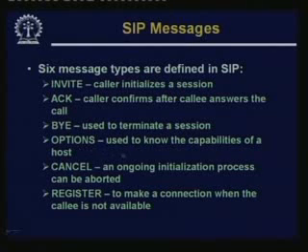Options, this message type is used to know the capabilities of a host. During the initial connection establishment, these options can be negotiated. Cancel, an ongoing initialization process can be aborted. Suppose you are negotiating the options, you can just give a cancel, go back to the data transmission mode. And of course, there is a message called register, where you can make a connection even if the callee is not available right at that point in time. So, these are the 6 message types that are supported in SIP.